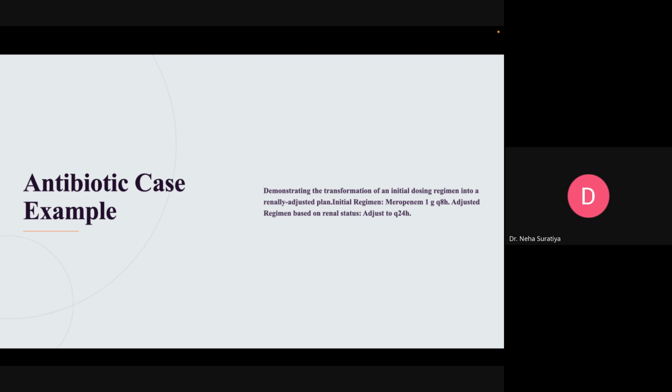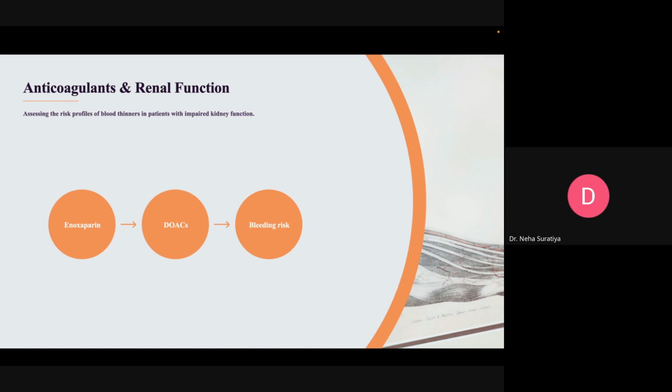Okay, so this is the antibiotic case you need to identify. And one of the major things I want to discuss here is anticoagulants and renal function, guys, because this is extremely important. You need to understand here, anticoagulants are a silent risk, guys. Okay, so anticoagulants are silent risk drugs we can consider. We will focus here on a very important agent, that is enoxaparin. Also, we have direct oral anticoagulants, DOACs.